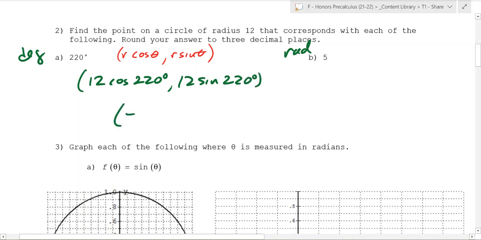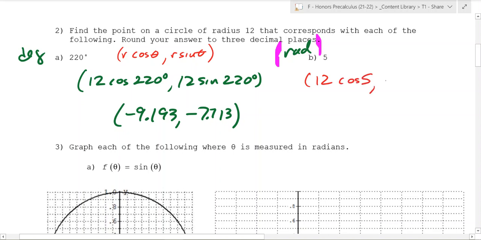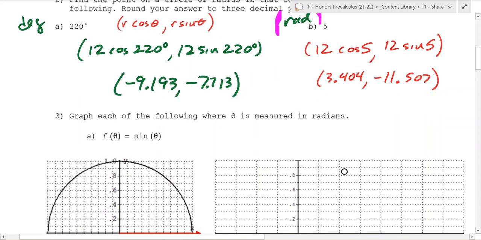And you use your calculator, you end up with negative 9.193 and negative 7.713. 3 decimal places. If it doesn't specify, please use 3. Then you have to turn your calculator into Radian mode. And this is just going to be 12 cosine of 5, comma 12 sine of 5. I know it's annoying not to have pi in there, but you don't have to have pi in there. And when you use your calculator, this is 3.404, negative 11.507. We know multiples of 30 and 45, but not things like 220.